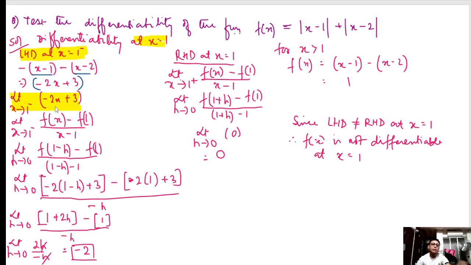Okay, so limit x tends to 1 minus, this is our function we have chosen, this is the left hand derivative, we have to write like this, and in place of 1 I will write 1 minus h. Which function shall I choose? This function. So in place of x I will write 1 minus h, and in place of x here I will write 1. So solving it, we get minus 2, and putting the value of h as 0 we get minus 2.